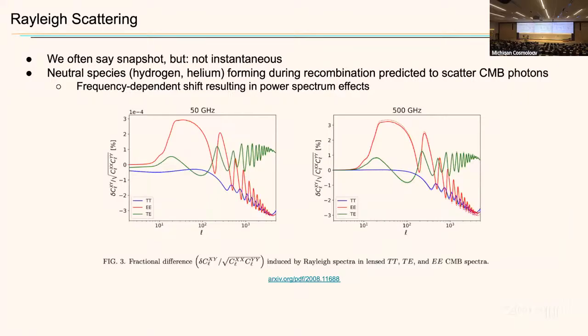These plots show you in terms of TT, EE, and TE what the shift would look like at two different observation frequencies. And this is a very small signal, as you can see, in terms of percentage. It's a fractional difference, and it's small. And I think that's about all I wanted to say about that.